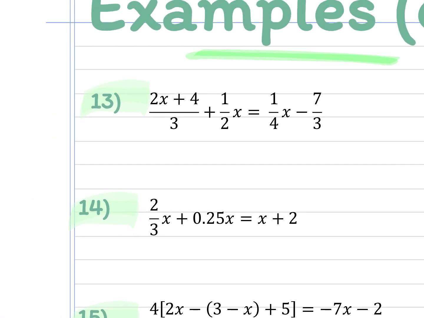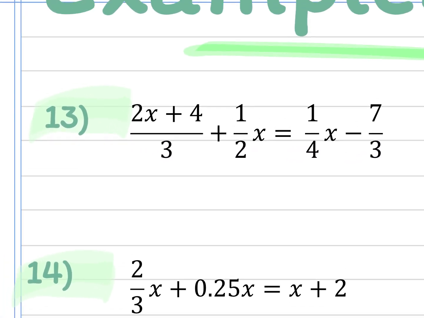Okay, so for number 13, same scenario, I got a bunch of fractions here. Now, instead of doing each one individually, what I'm going to do is find the common denominator between 3, 2, and 4. And that LCD is going to be a 12. What I'm going to do is multiply each one of these fractions by a 12. I'm not trying to make a common denominator, I'm trying to get rid of it.